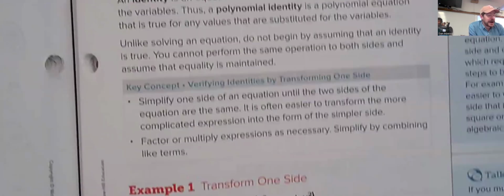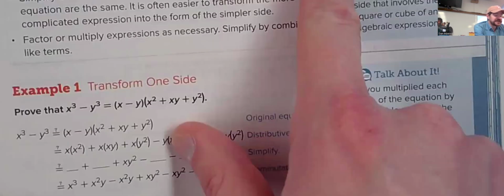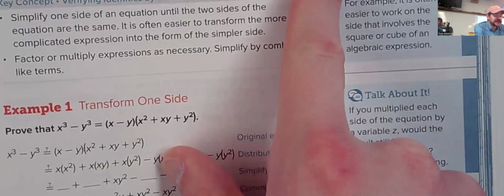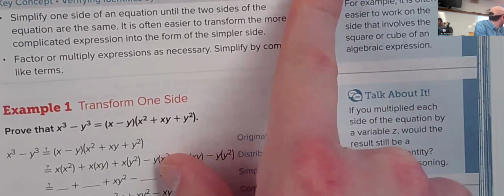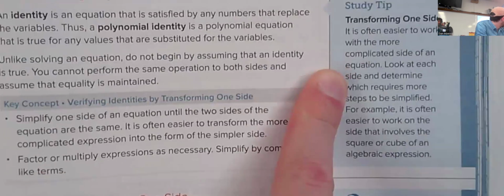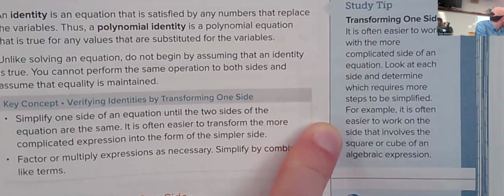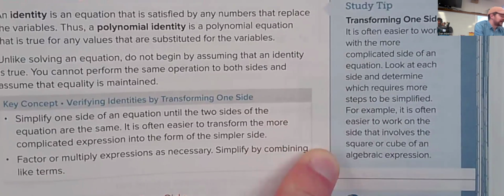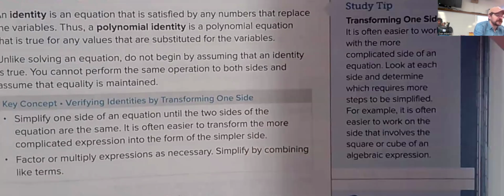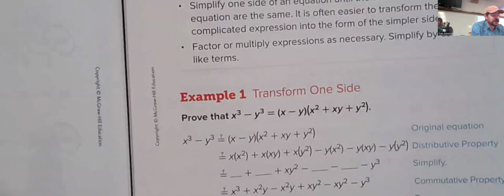So right here it says, oftentimes it's easier to work with the more complicated side of an equation. Look at each side to determine which one requires more steps. For example, it's often easier to work on the side that involves the square root or the cube of an algebraic expression.